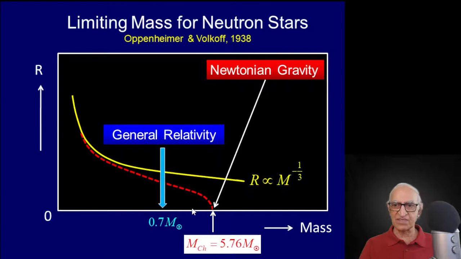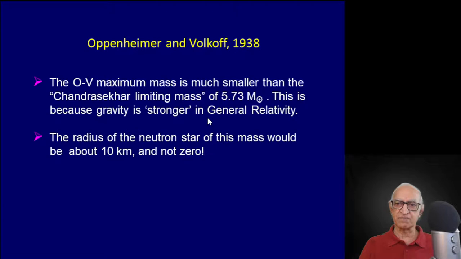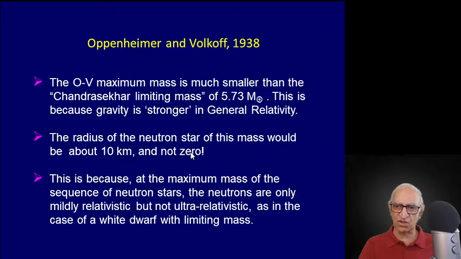In general relativity, what Oppenheimer and Volkoff found is that the limiting mass was 0.7 solar mass. To repeat, the Oppenheimer-Volkoff mass is much smaller than the Chandrasekhar limiting mass of 5.76 or 5.73 solar mass. This is because gravity is stronger in general relativity. The radius of the neutron star of this mass will be about 10 kilometers and not zero. This is because at the maximum mass of the sequence of neutron stars of different masses, the neutrons are only mildly relativistic, but not ultra-relativistic, as in the case of white dwarf with a limiting mass.